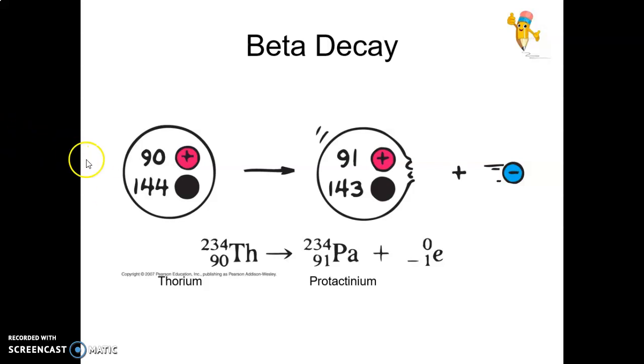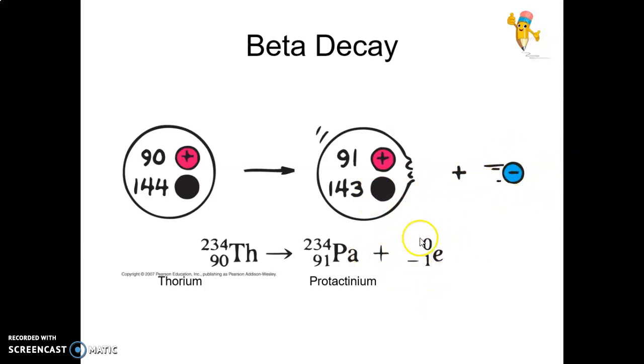neutron. So from here to here, these are your protons. It is gaining 1 proton, so it goes from 90 to 91. And then it loses a neutron, I'm sorry. So it goes from 144 neutrons to 143 neutrons. And this electron particle is released.